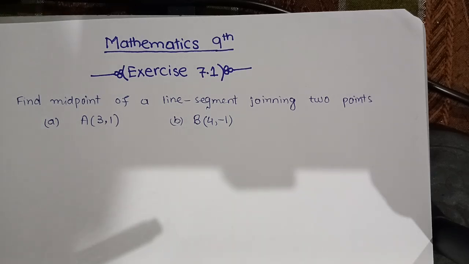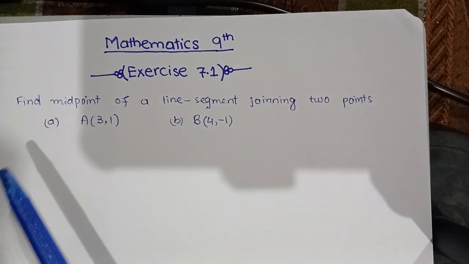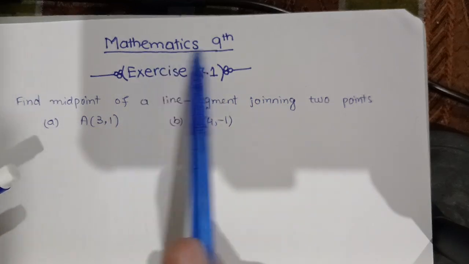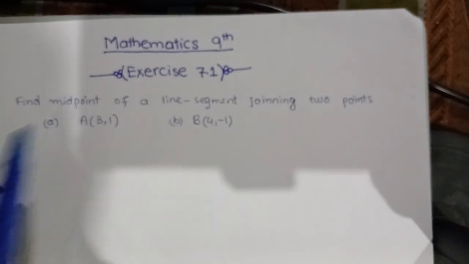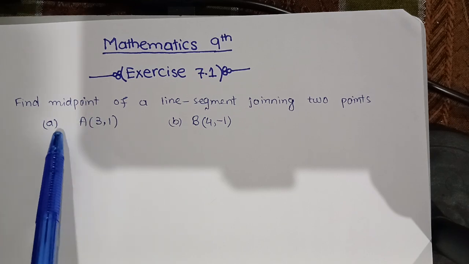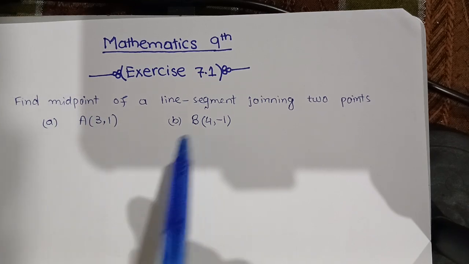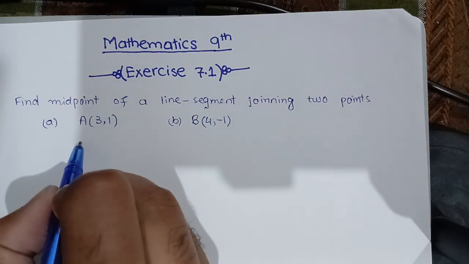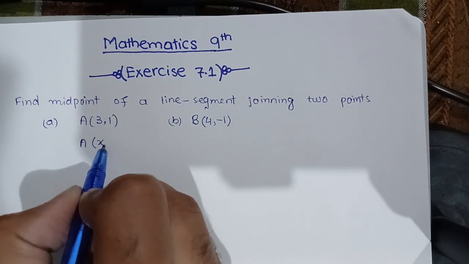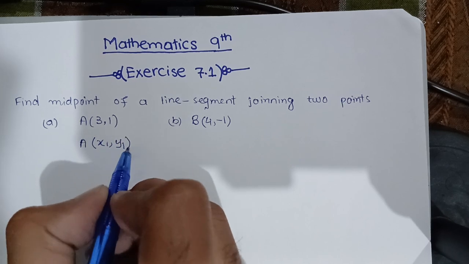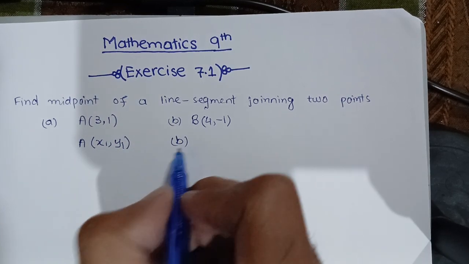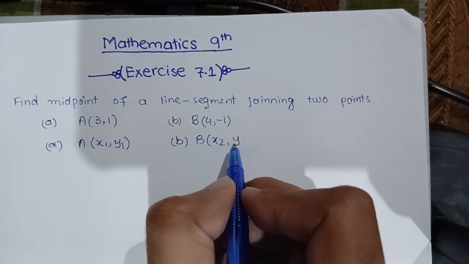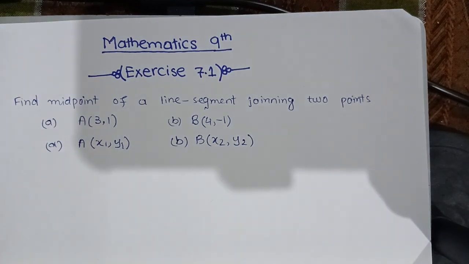Hello and welcome back. In this video we will see how to find the midpoint of a line segment joining 2 points. So this is mathematics 9th class exercise number 7.1. These are the 2 points: A (3, 1) and B (4, -1). First of all, we should know that for point A, 3 is x1 and 1 is y1, and for point B, 4 is x2 and -1 is y2.